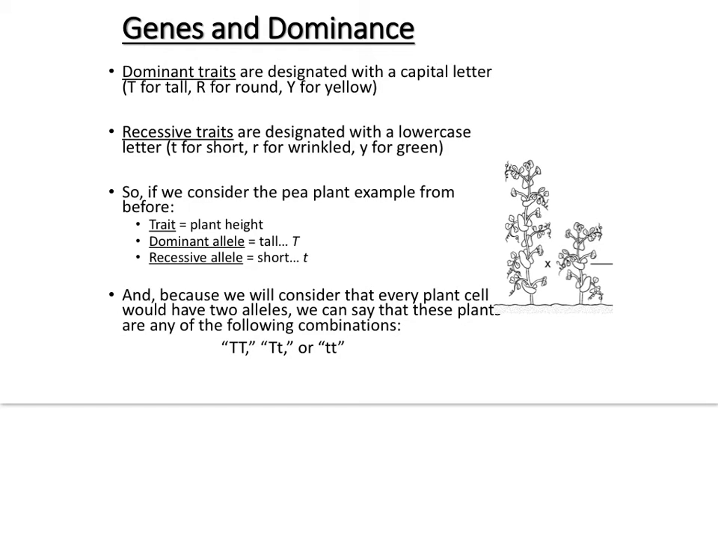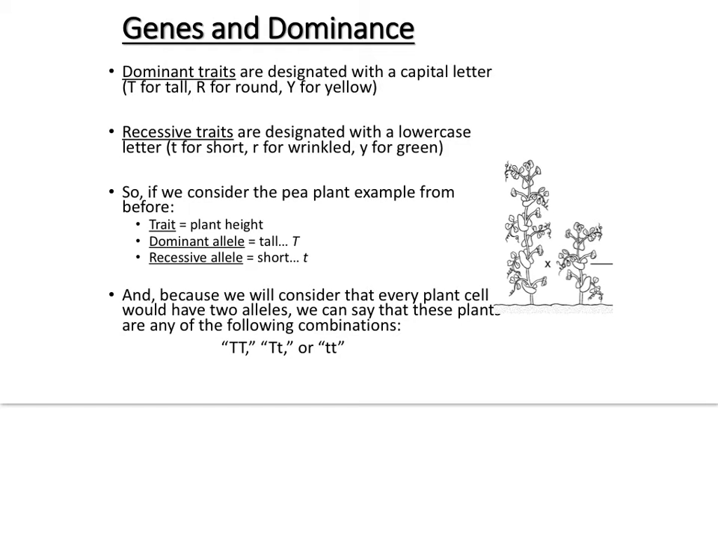Then the recessive trait that matches that, we would designate with the lowercase of the same letter. So for instance, if capital T is tall, then little t is short. If capital R is round, little r is wrinkled. If capital Y is yellow, little y is green.